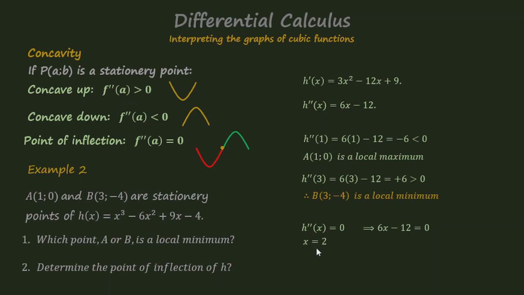So to find the point of inflection of some graph, we find the second derivative, we set it equal to 0, then we solve for x, we take that value, and then we substitute into the original function. When you substitute into the original function, what we get is minus 2. Therefore, the point of inflection is (2, minus 2).